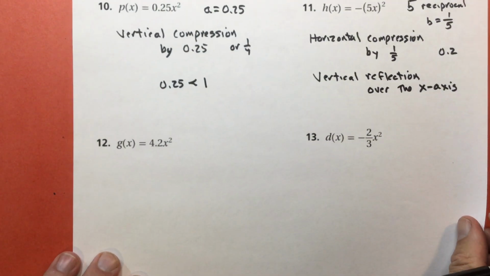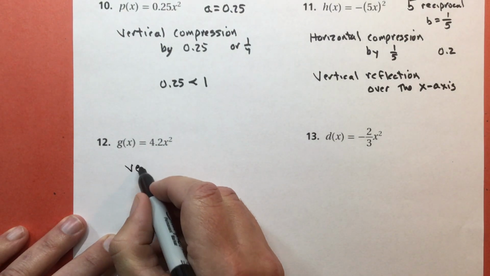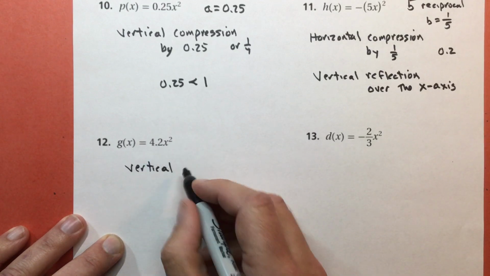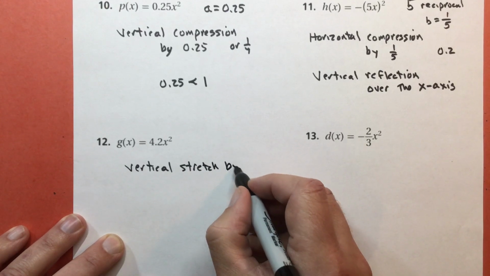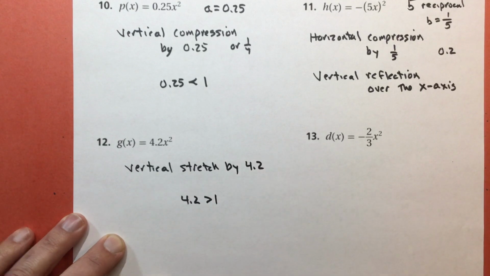Problem number 12, I'll move this up a little bit for you. Problem number 12, no parentheses, so this is vertical. I'm multiplying by 4.2, so that means I have a vertical stretch. And I know it's a stretch because 4.2 is greater than 1.